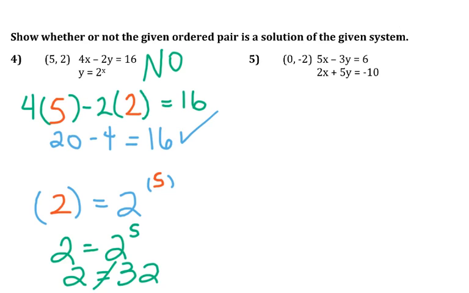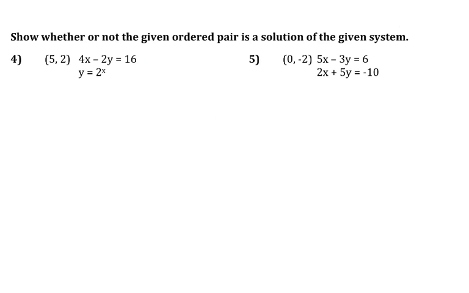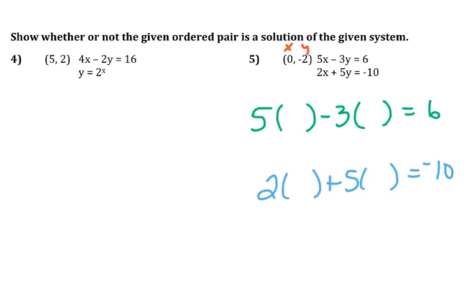Okay, for number 5, we're going to do the same thing. So I'm going to take this x and y, the 0 and -2, and I'm going to plug it in. So I'm setting everything up so I can plug in my x and plug in my y. So I just rewrote these equations with the parentheses instead of the x and the y. So what I'm going to do is I'm going to say 0 for the x and -2 for the y. And now I'm going to see if they're true.